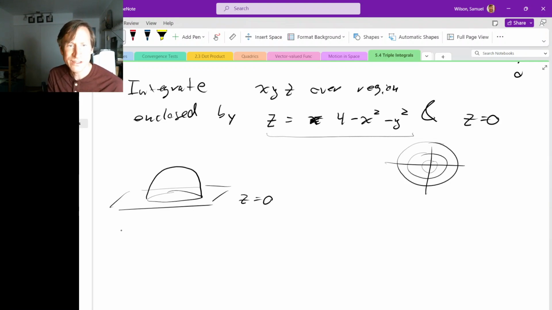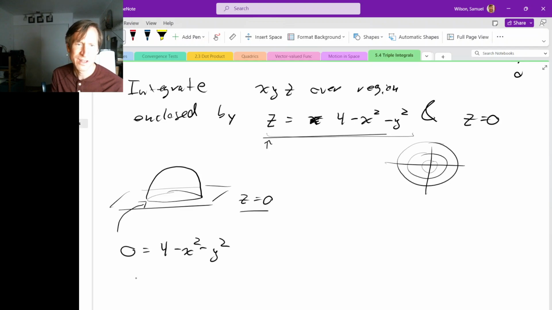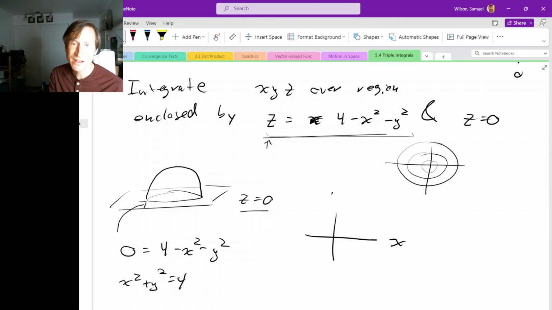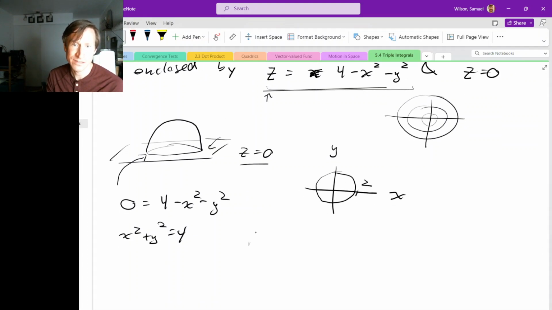Okay. So what is this lowest cross section here? Well, that's the intersection of the paraboloid and z equals 0. So if we plug z equals 0 into the equation for the paraboloid, we get 0 equals 4 minus x squared minus y squared. So that's x squared plus y squared equals 4. So the region in the xy plane that we're looking at the bottom of this is a circle with radius 2. So we could use polar coordinates for the xy direction this time. So if we do that, let's set this up quickly.